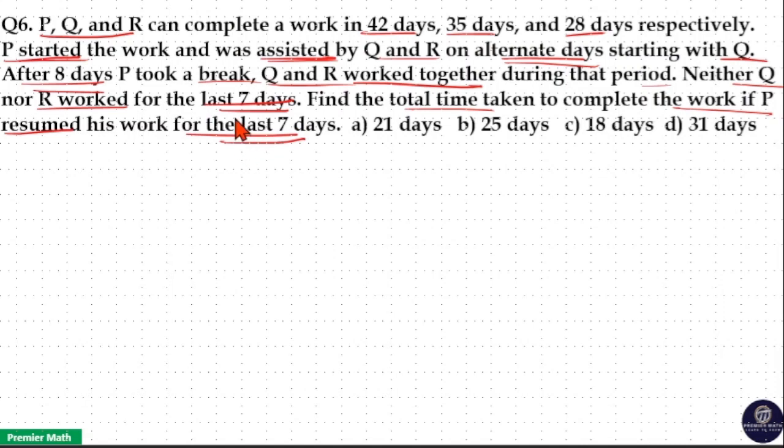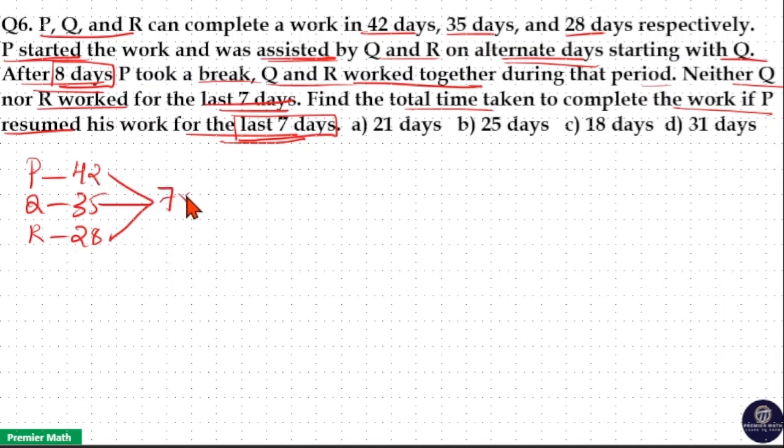Here from the question it is clear that for the last 7 days and during the initial 8 days, P worked. So 8 plus 7, 15 days total P worked. Now P can complete a work in 42 days and Q can complete the same work in 35 days and R can complete the same work in 28 days. Now the work is the same, so take the LCM. LCM of 42, 35, 28. 7 into 6 is 42 and 7 into 5 is 35 and 7 into 4 is 28.